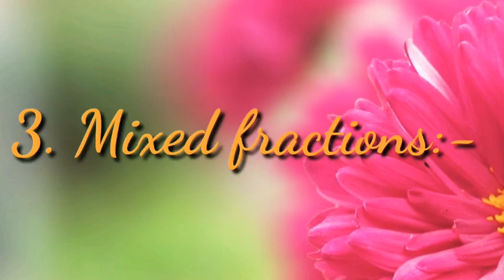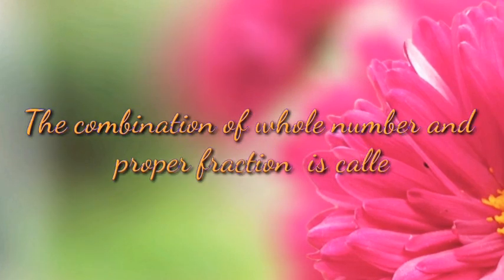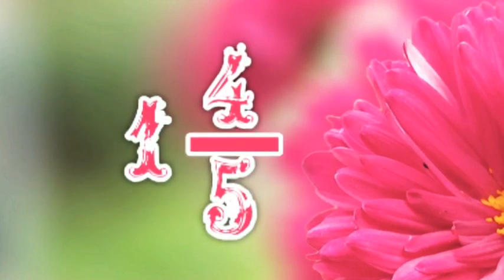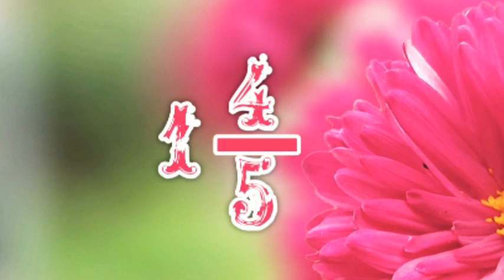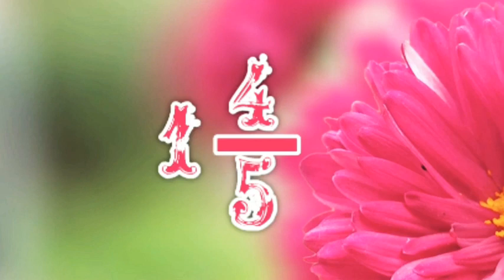So our next type, that is mixed fractions. The combination of a whole number and a proper fraction is called a mixed fraction. For example, 1 into 4 by 5. Here 1 is the whole number and 4 by 5 is a fraction in which the numerator is less than the denominator. This means it is a proper fraction. So students, a mixed fraction is the combination of a whole number and a proper fraction.